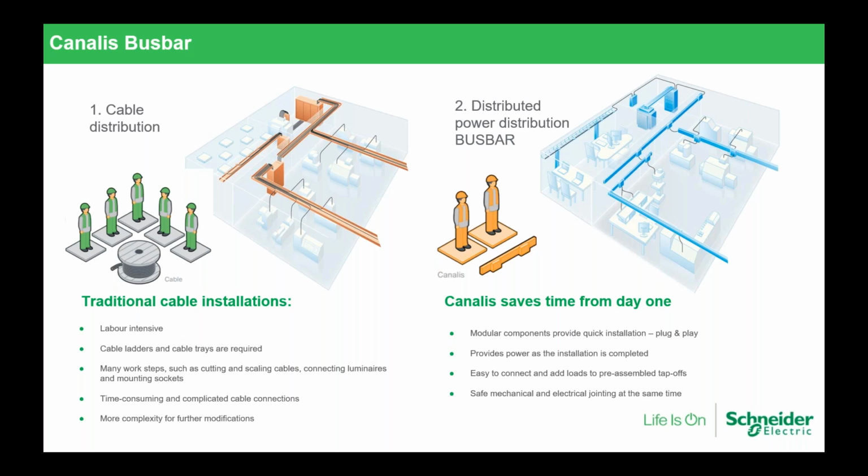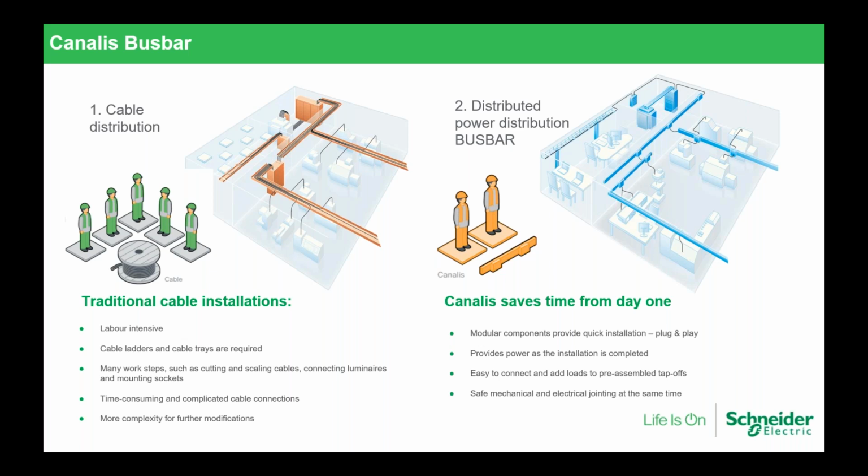So it's a centralized distribution, and we call it decentralized distribution on Canalis because you have one main bus bar from where you can have another connection to another bus bar, and another connection to another bus bar. So you can go from as much as 6,300 amps down to 25 amps. Doing this, going from one bar to another, you decentralize the distribution. So you are not relying only on one switchboard.